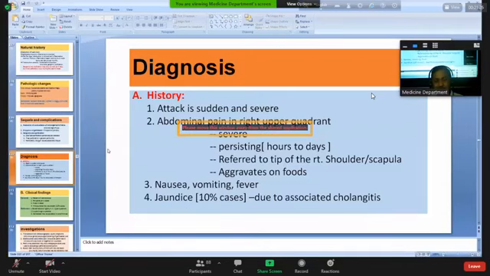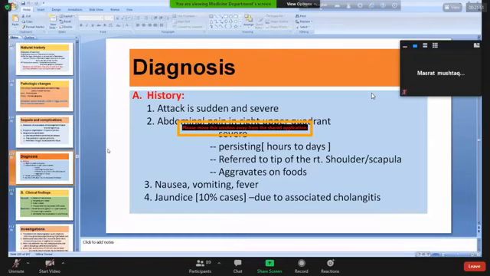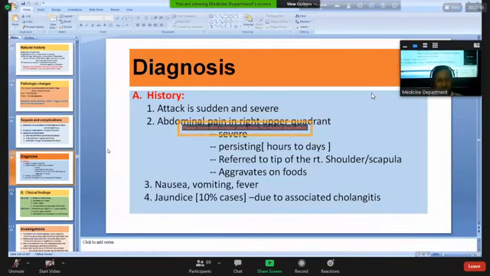So acute cholecystitis presents with a sudden attack of pain. The pain is severe, persisting for more than 12 hours at a stretch. It is in the right hypochondrium. The pain is referred to the tip of the right shoulder. It is aggravated after taking food, and it is associated with nausea, vomiting, and fever. In 10% of cases, this attack of pain is also associated with jaundice.